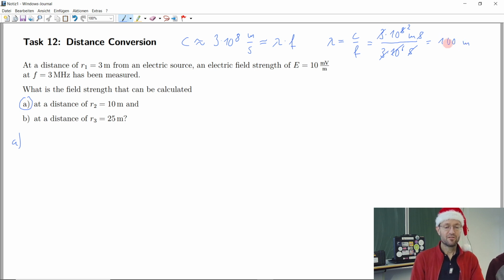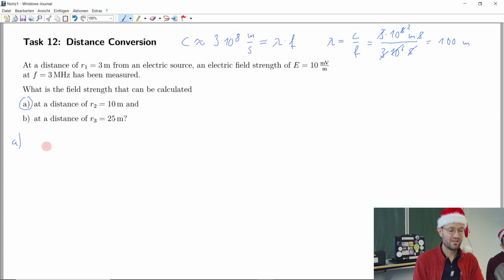Okay, so what would be the next step? How does this distance conversion depend on wavelengths, or what do we need to take care of? Any ideas? So what would be some very simple approximation or assumption if we go away from the source? What should happen to the field strength? It should decrease.